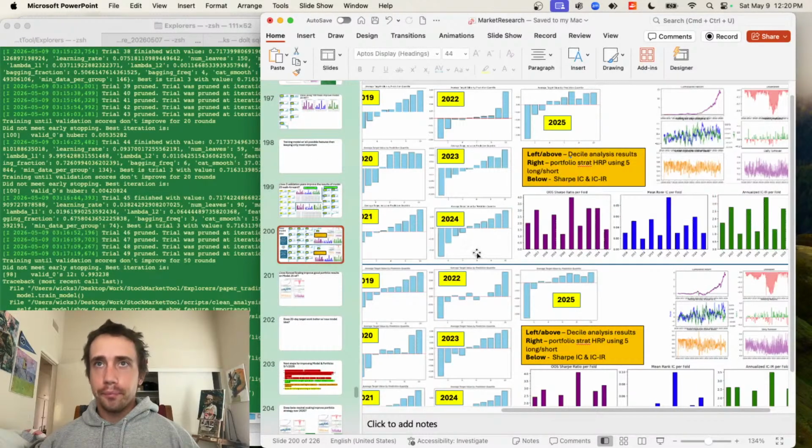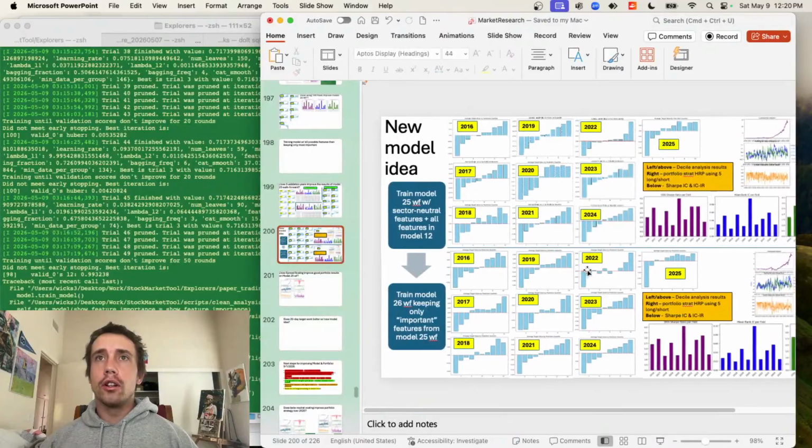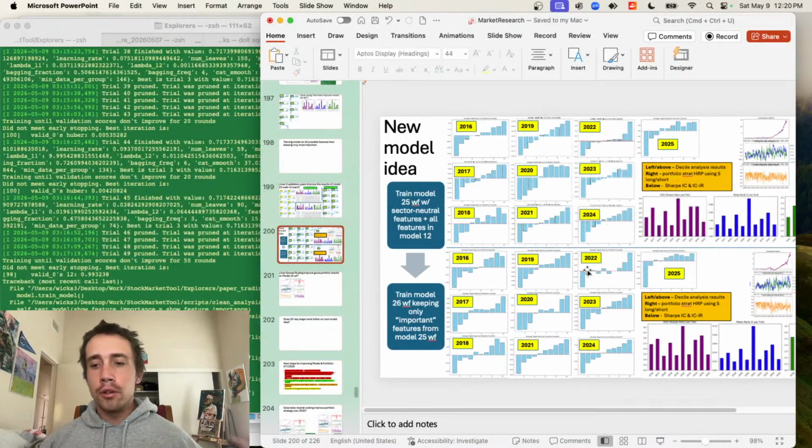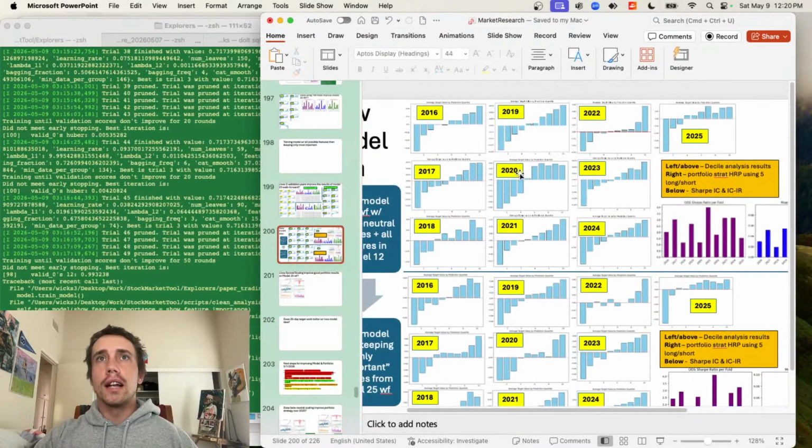So next I tried improving the model. I tried a new model strategy. I added in mean reversion and volatility features. I already had those neutralized to the market, but I added in new ones that are neutralized to the sector instead. And you see here that this model actually looks better than the last one. Perfectly monotonic in 16, 17, 18 still looks bad, 19's perfect. 2020 is not great. 2021 is perfect. 22 is perfect. 23 is perfect. 24 is perfect. And 25 looks not terrible.